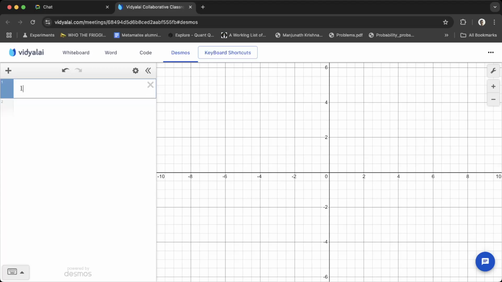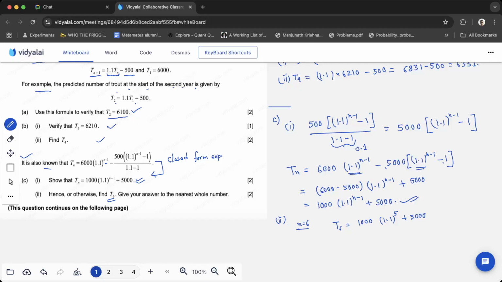So it is 1,000 into 1.1 to the power 5 plus 5,000. This is 6610.51. So the nearest whole number is 6611. So I'll write that. This is 6611, as long as you reduce it to the nearest whole number. So that's the answer.